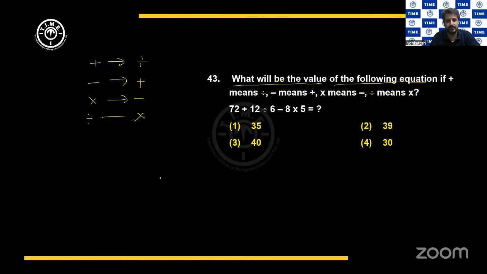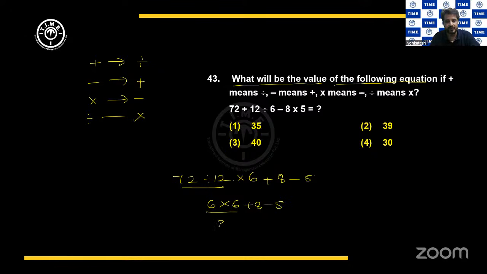The expression given is 72 plus 12 divided by 6 minus 8 into 5, that is, 72 divided by 12, multiplied by 6, plus 8, minus 5. Now according to the BODMAS rule, the first preference should be given to brackets, then division, multiplication, addition, subtraction. So first is division. 72 divided by 12 is 6. So 6 into 6 plus 8 minus 5.